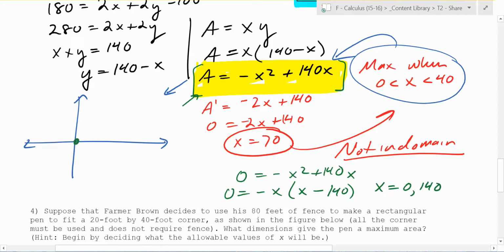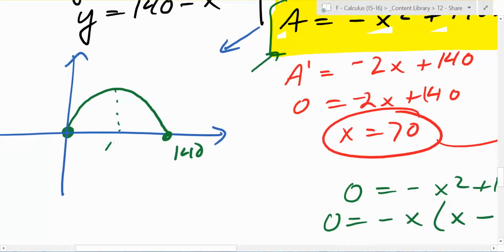So it's a parabola facing what? Down, crossing at these two places. It goes up and it goes down, correct? You found out that where does that maximum occur? At x equals what? 70. So there's the maximum, right? But what x values are you allowed to have? 0 to what? 0 to 40. So where's the maximum going to occur?